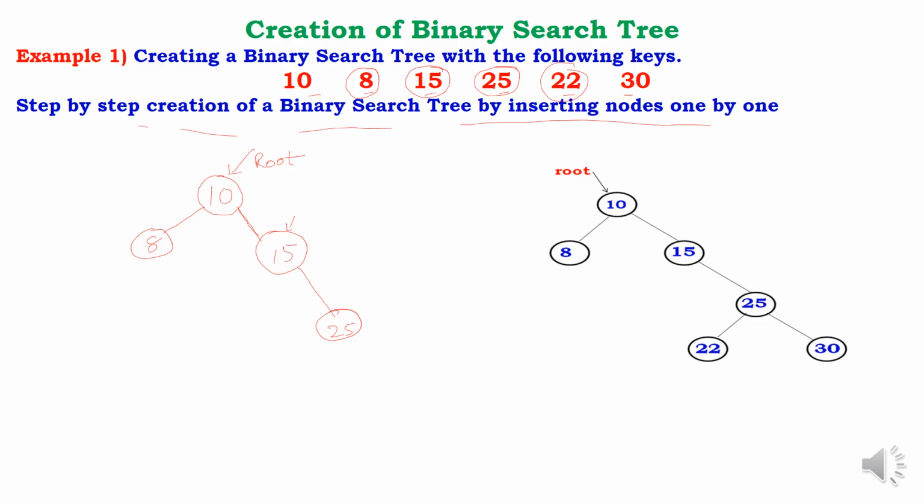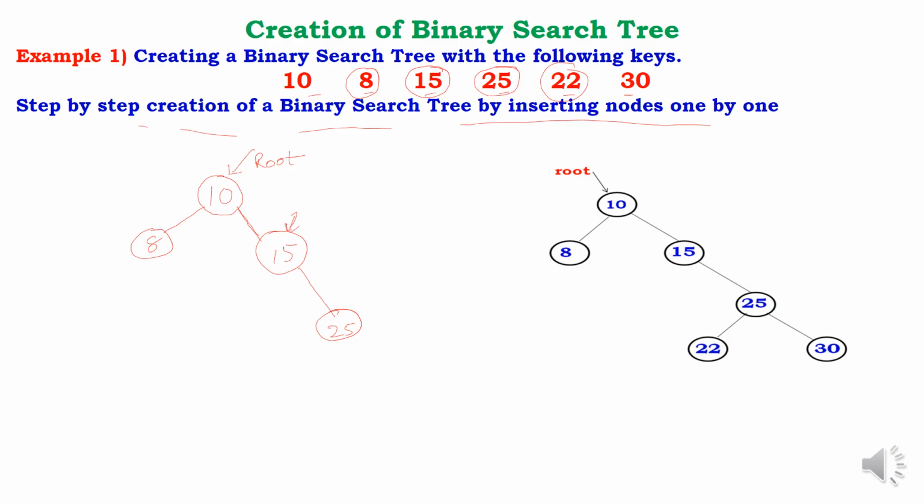Every time we need to add a node, that node is compared starting with the root node. Is 22 less than 10 or greater than 10? It is greater than 10, so it should come in the right subtree of 10. Is right null? No. So we go to the right node, 15.